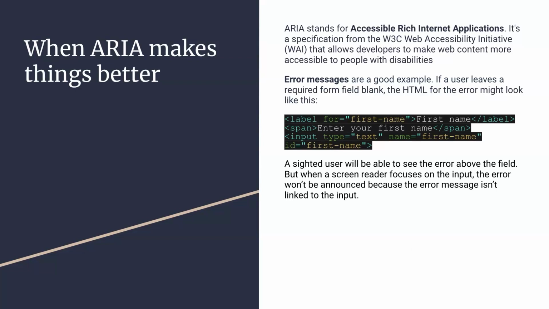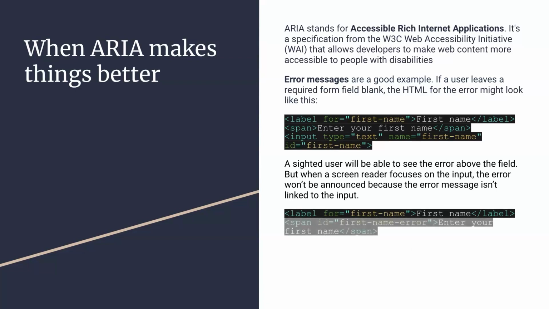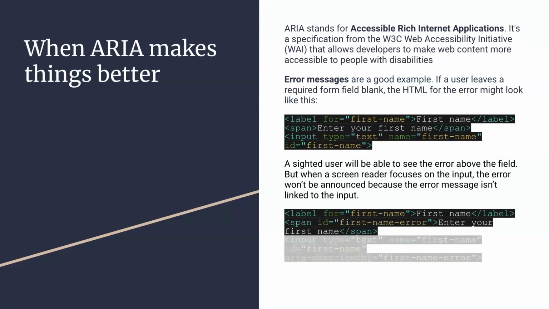But a screen reader focusing on the input won't see that error because the error message isn't linked in any way to the input. So in that case, you can keep the same label, give the span the ID first name error, and then on the input, you can say aria-describedby first name error. So ARIA is going to find that description and say, oh, this is the error that goes along with it.